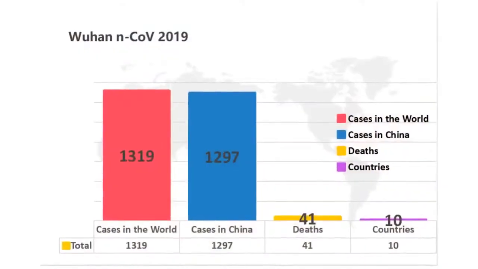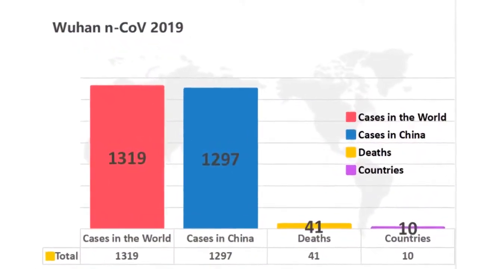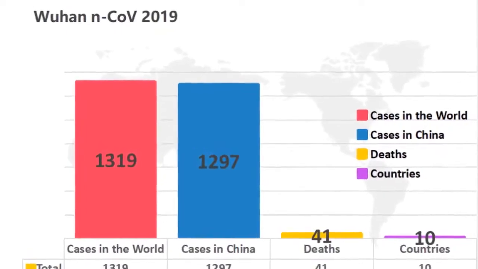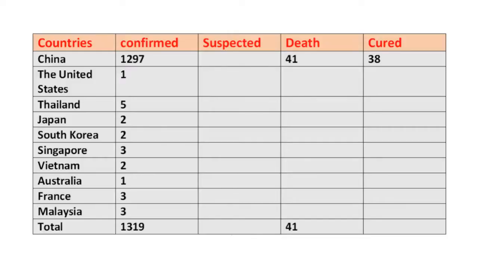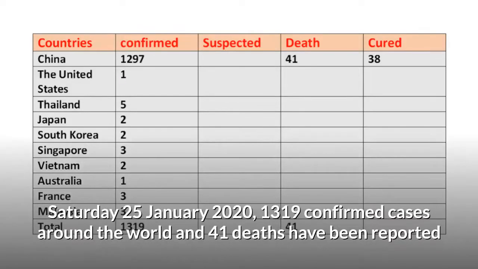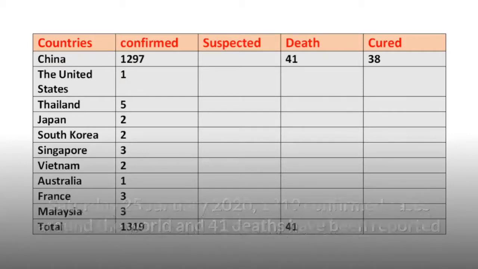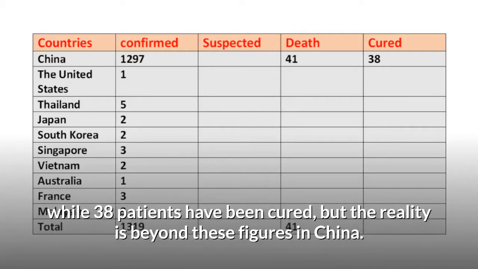The current situation on Saturday, the 25th of January 2020. Countries, confirmed, suspected, death, cured. On Saturday, the 25th of January 2020, 1319 confirmed cases around the world and 41 deaths have been reported, while 38 patients have been cured, but the reality is beyond these figures in China.